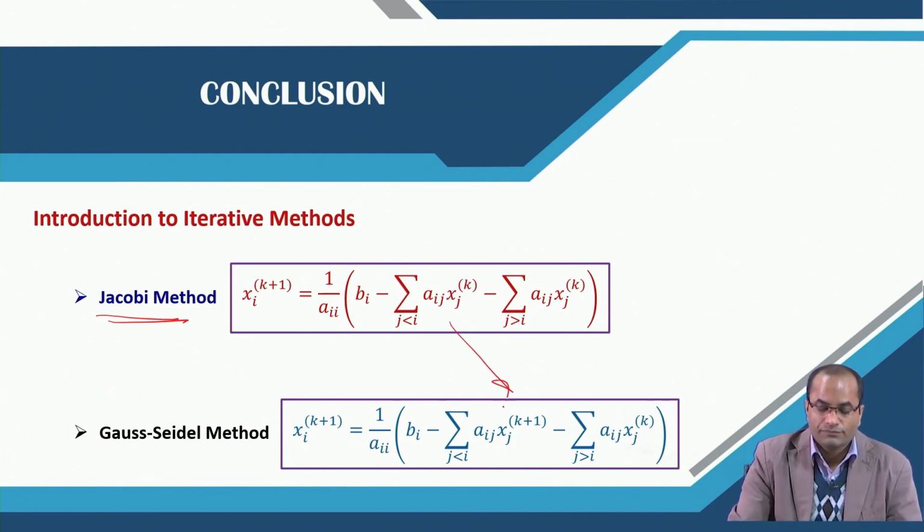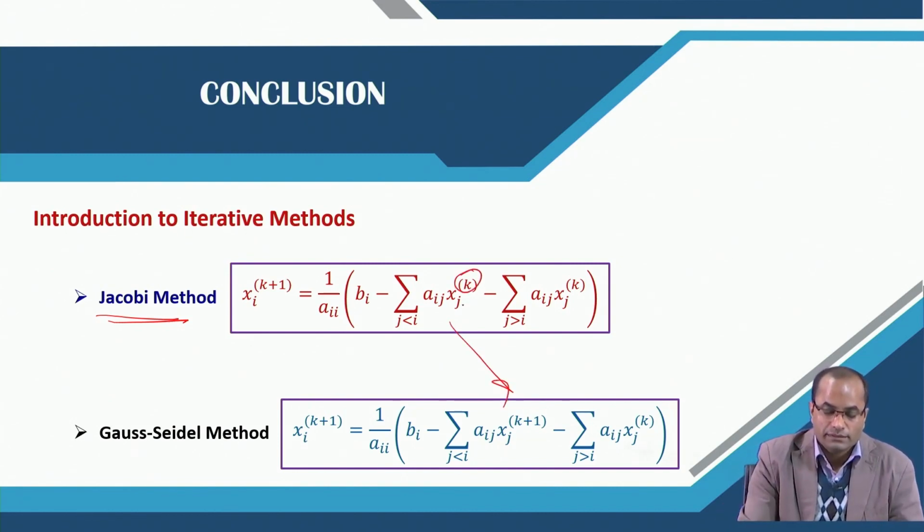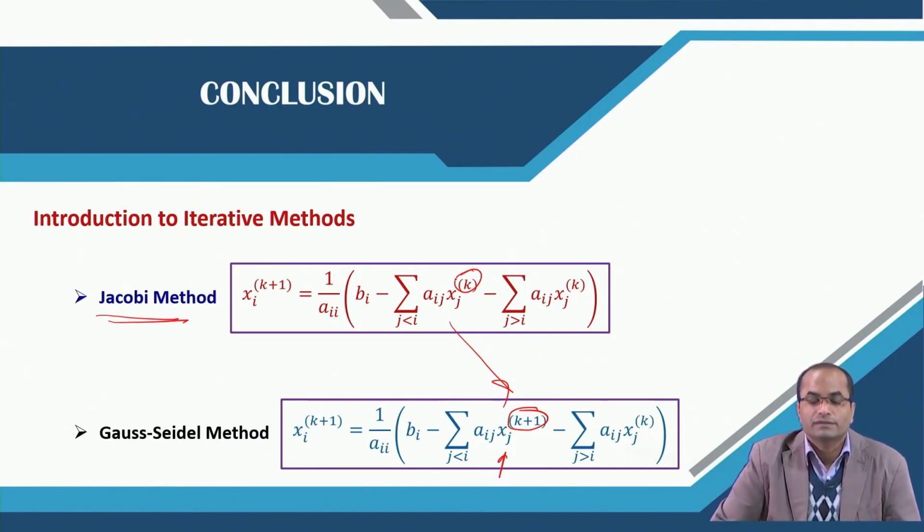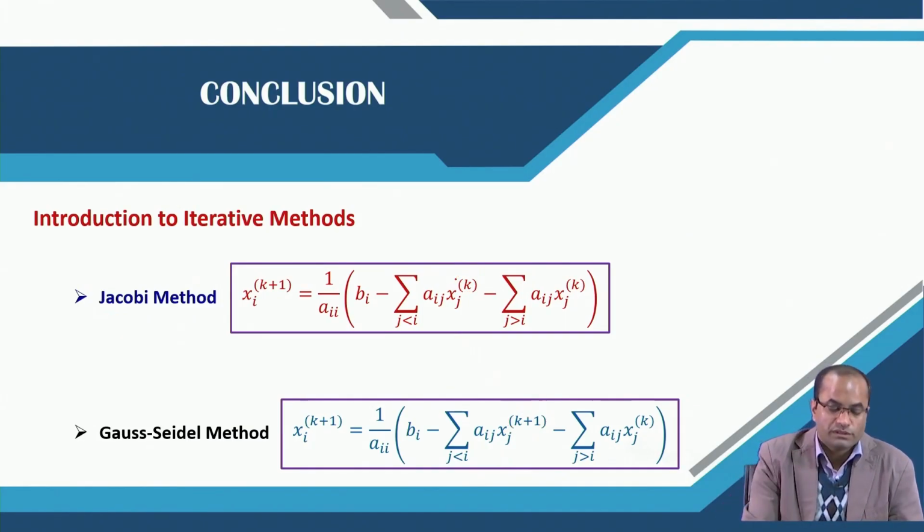They slightly differ from each other at this expression here. In Gauss-Seidel, the recently evaluated values of x are used, and in the Jacobi case all the values from the previous iterations are used for the computation of the new values.